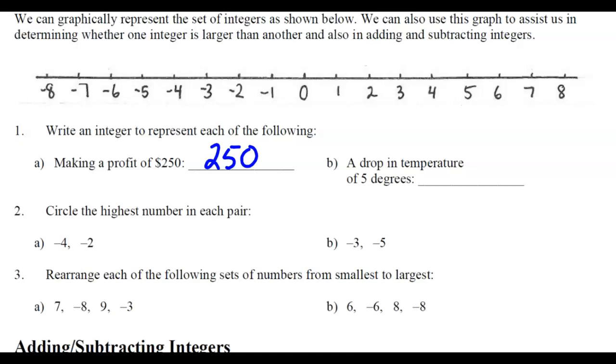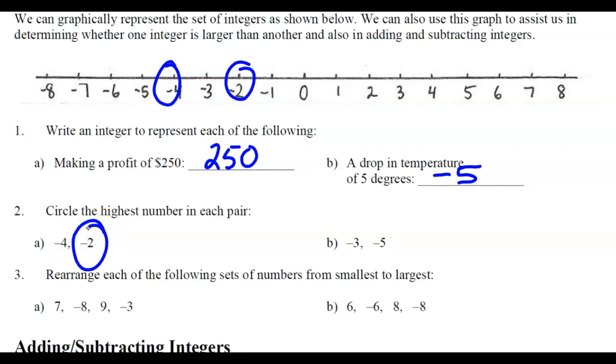With a drop in temperature, what do you think that is? Negative, yeah. So for sure, you have to have the negative in front, okay? And again, I'm leaving off the units just because I'm using an integer. Highest number, so that's where you want to look at the number line. Anything to the right in a pair of two numbers is higher or larger.